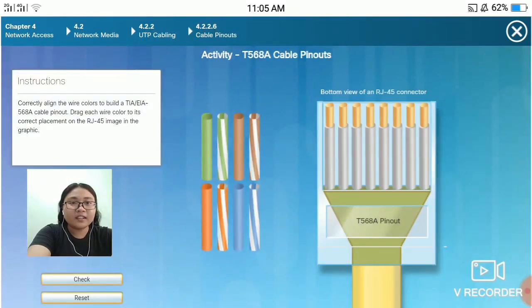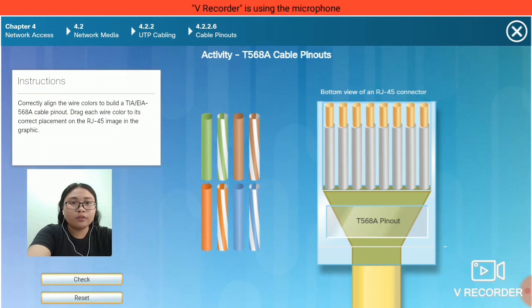This is the third activity, 4.2.2.6 entitled T568A cable pinouts. Instructions. Correctly align the wire colors to build a TIA/EIA 568A cable pinout. Drag each wire color to its correct placement on the RJ45 image in the graphic.